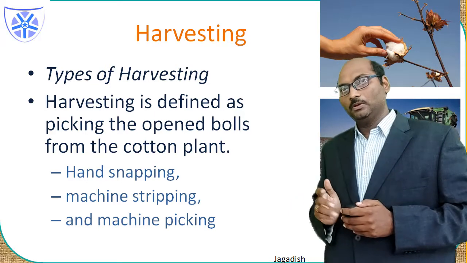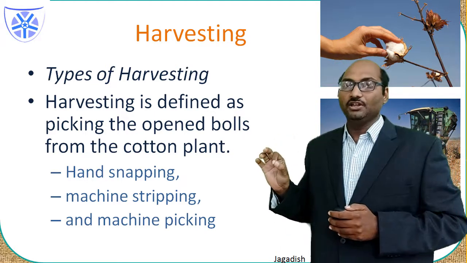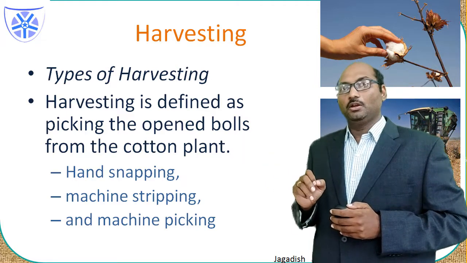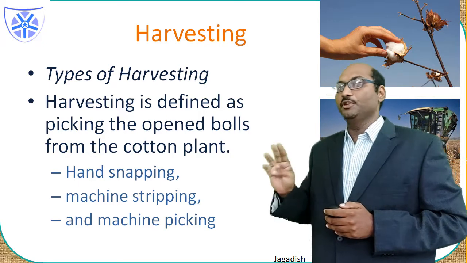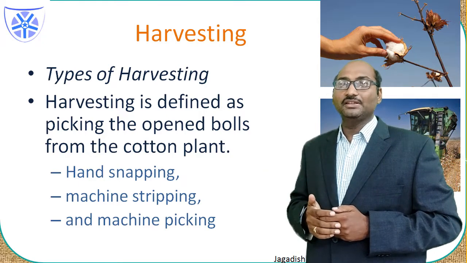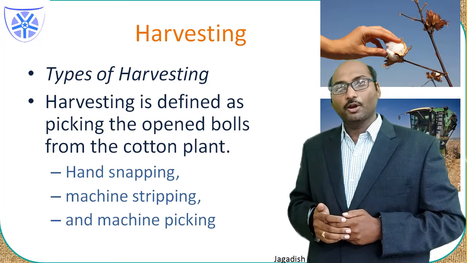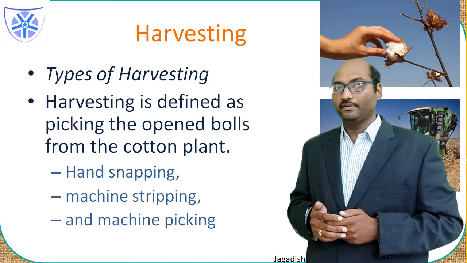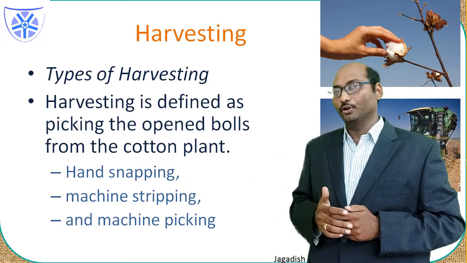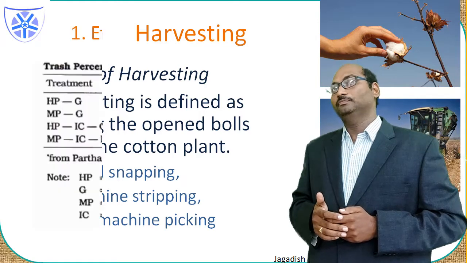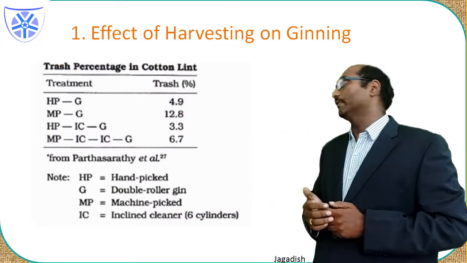So, we have seen all the different types of harvesting the cotton. Okay. Hand picking, hand stripping, machine picking and machine stripping. Each one has its own advantages and disadvantages. Based on the available raw material or the technological advancements from one place to another place, the type of harvesting is going to change. Now we will see how it is going to affect the ginning performance.